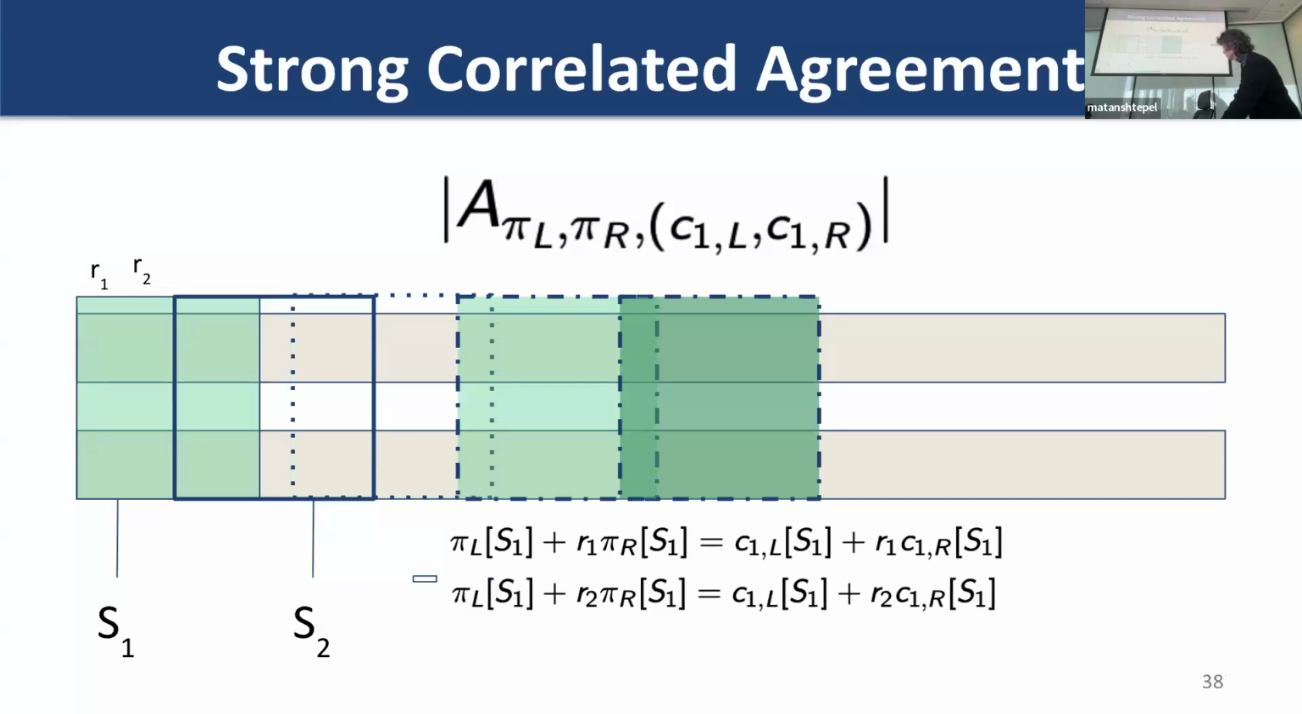So we're going to assign field elements to the sets. But it turns out we never need to worry about assigning two field elements to the same set, because you can just solve this set of linear equations. If you subtract them, this cancels out. By linearity of the code, you can see that pi R actually agrees with the code word on S1, and then you can also show that pi L agrees with the code word on S1. That's a contradiction, because we are only considering sets that are bad, for which pi L and pi R don't agree with any code word on those sets.